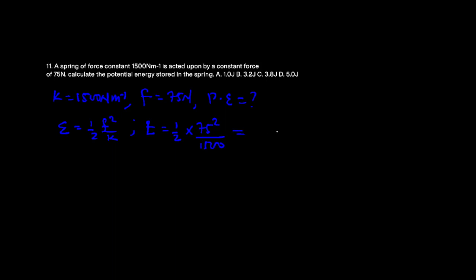So with this, we are going to be having 75 square to give us 5625 divided by 2 times 1500. That will give us 3000. So our potential energy that we are looking for is going to be 1.875 joules. So that's just the answer.